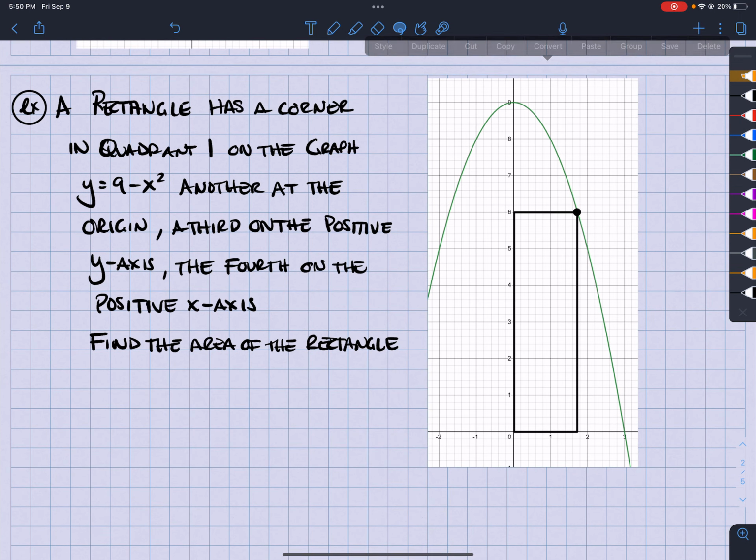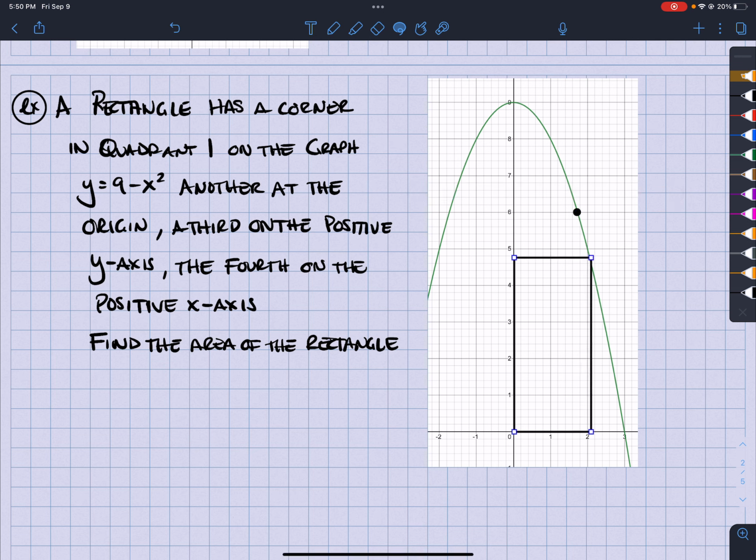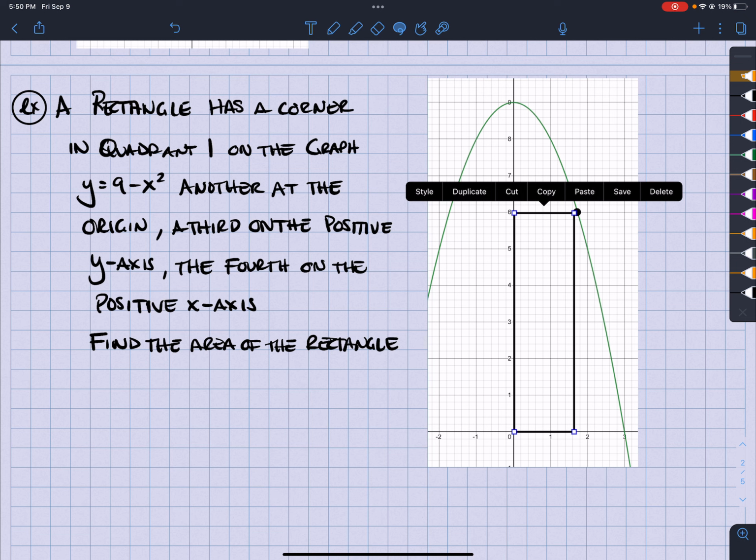So in other words, here, if I was to take this corner and change it along this green line, it's going to give me a different area of that rectangle. Notice how it says the positive x-axis and the positive y-axis, so this can't actually come over on this side. It's literally just staying on this side. So I've got to find this area.